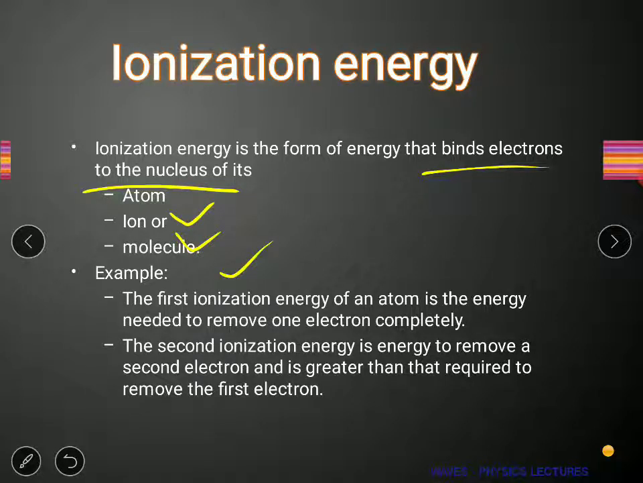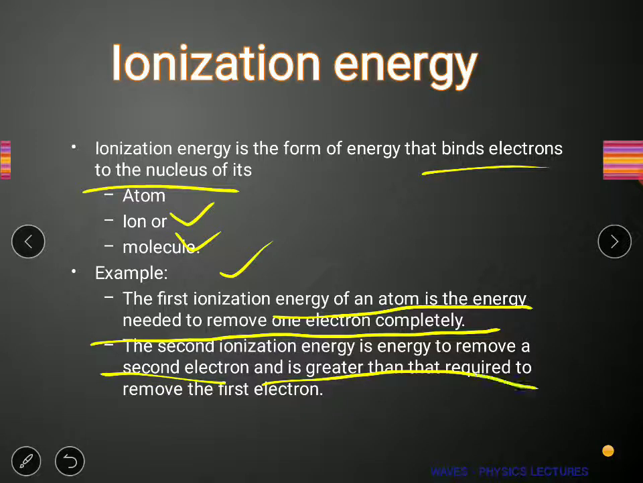If you remember your chemistry, the first ionization energy of an atom is the energy needed to remove the electron completely. For hydrogen it is 13.6 eV, and so on. I think you have heard about those values. We are not going to look into this now, but in more detail later. The second ionization energy is the energy required to remove the second electron, and it is greater than that required to remove the first electron. If the electron is closer to the nucleus, it's tightly bound, and then you need more energy to remove it, so the ionization energy will be higher.